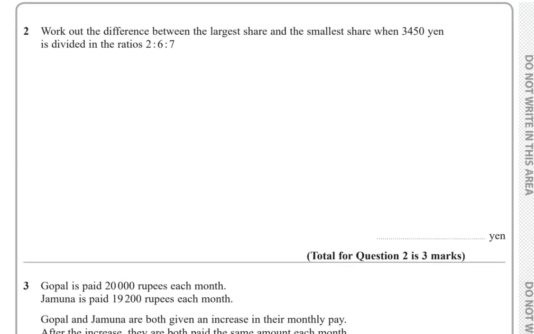Okay, work out the difference between the largest and the smallest share when 3,450 yen are divided in the ratio 2 to 6 to 7. So let's go for this the longest way around. There are other ways of doing this, but if we just divide it in the ratio and then see what happens. So we want 2 to 6 to 7. So the total of the ratio is 8 and 7 is 15. And we want that to go into 3,450.